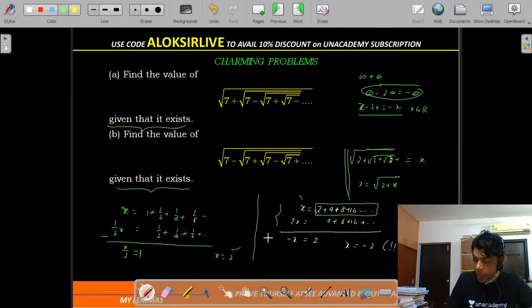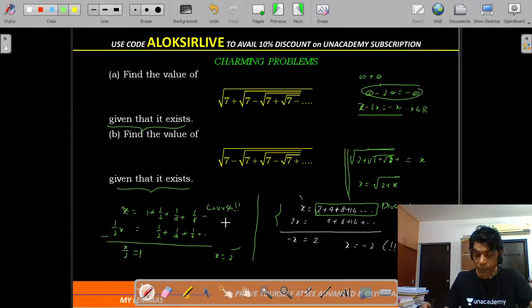So math people say that this is a divergent series. This diverges, means it has no meaning. Infinity, you can't equate to finite. And this converges. That's a whole new issue, convergence and divergence, which is not in the JEE syllabus, but it is good. You can learn it somewhere, sometime.